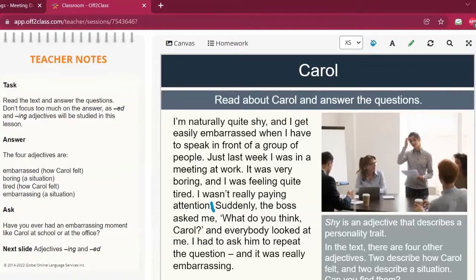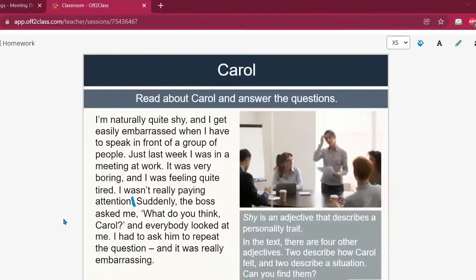Okay. Now here, as you can see, shy is an adjective that describes a personality trait, meaning timid. In the text, there are four other adjectives to describe how Carol felt and to describe a situation. Can you find them? What are the other adjectives? Embarrassed, shy. Okay, embarrassed. Besides shy we've got boring, embarrassed. Yes, boring, meaning dull.